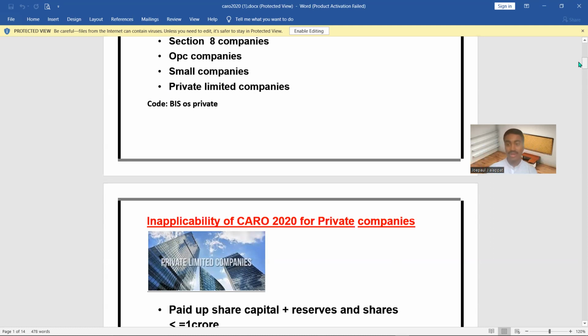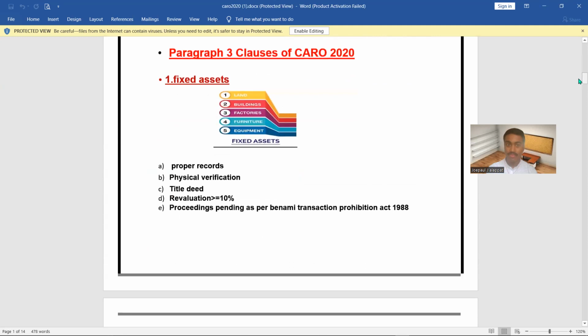So that's all. Now we are going to go into detail on the most important and toughest part of CARO. Paragraph 3. Yeah, in this paragraph 3, there are 21 clauses. If anything is adverse in these 21 clauses, the auditor has to report, guys. If you find anything adverse, you have to report. That's all. It's very simple. Now, moving on to the first clause.